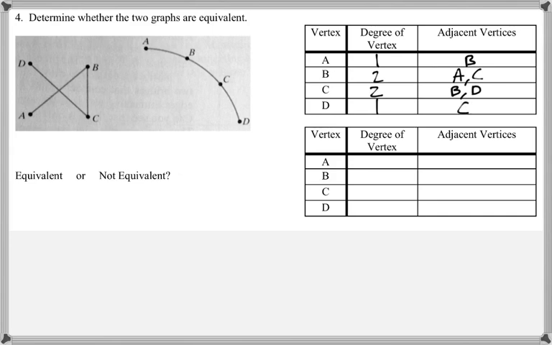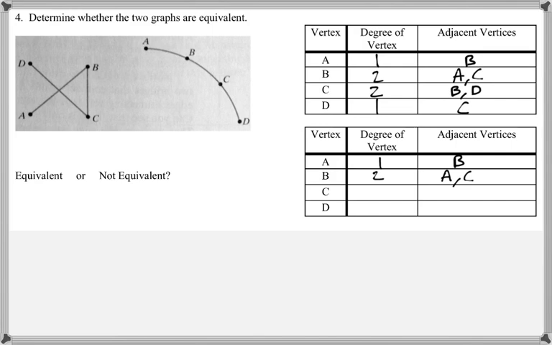Now let's look at the right graph. Vertex A has a degree of 1, and it's directly connected to B. Vertex B has a degree of 2, and it's directly connected to A and C.